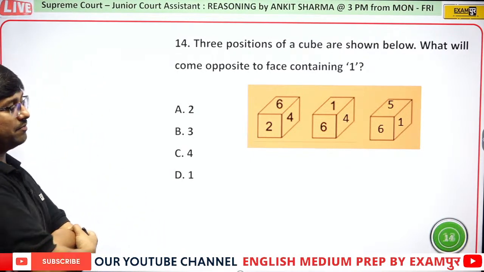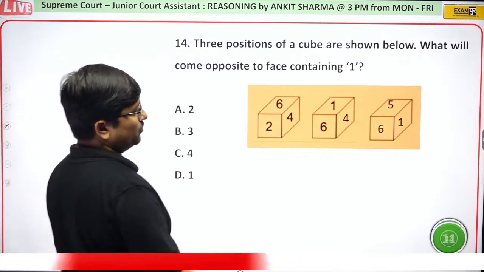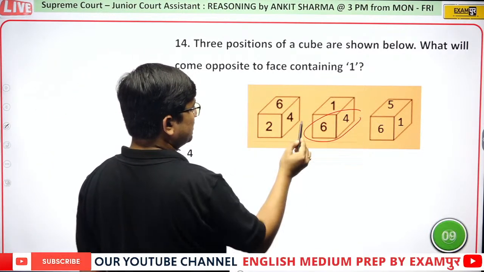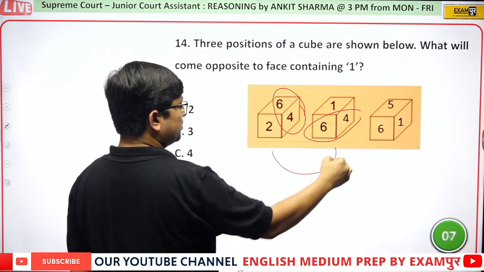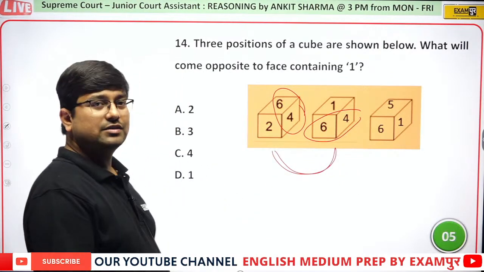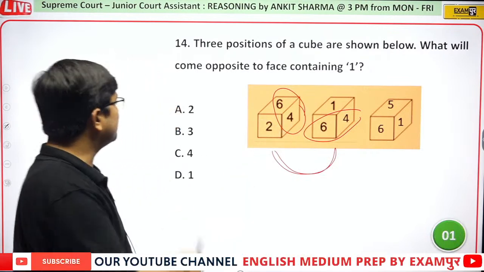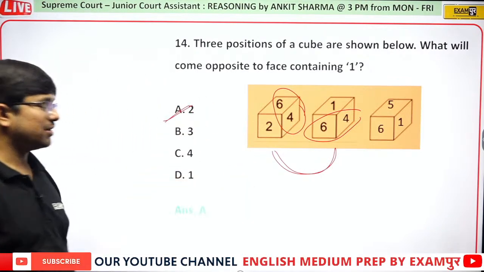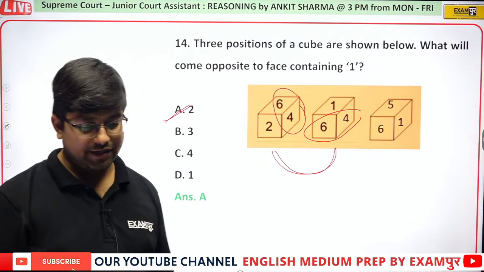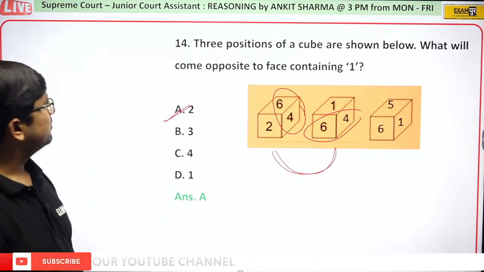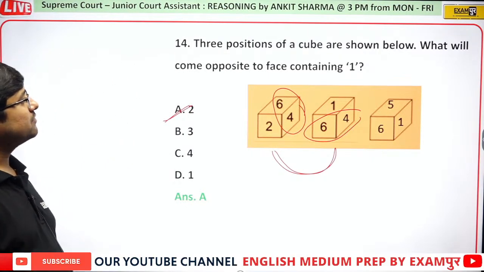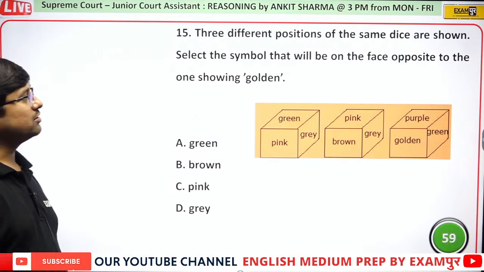Now see, my dear students, opposite to 1. So have a look at this. 6, 4 and 6, 4. Two or more positions of the same dice are given and they have exactly two common faces, 6, 4. So opposite of 1 is 2. So the right answer is option number A, that is 2. Getting it? Very good, Rashmita. Very good. Next. Solve this one. Hurry up.